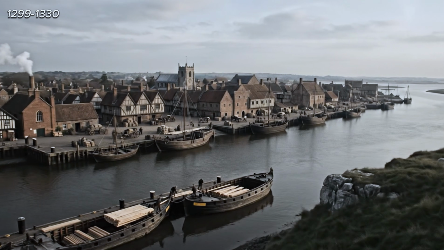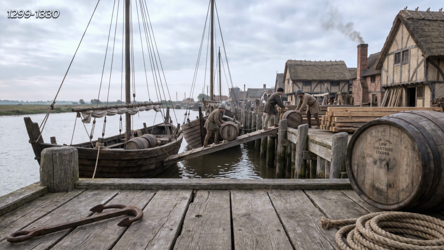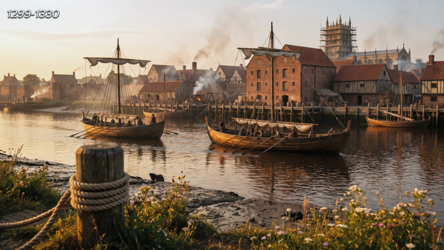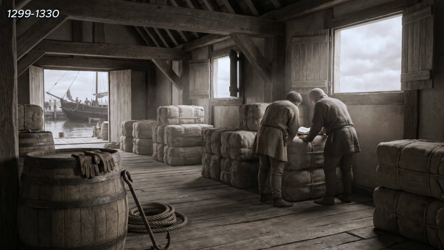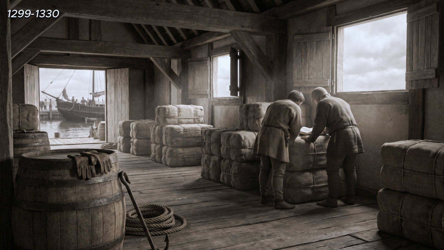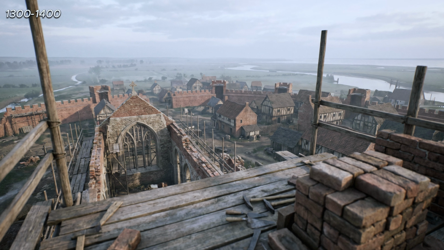Trade flourished in the wake of royal patronage. By the early 14th century, Hull's wharves received timber and wine from the Baltic, whilst exporting woolen cloth to Hanseatic League ports, establishing commercial networks that stretched from Scotland and Scandinavia to France, Spain, and Portugal. The prosperity generated by this traffic manifested in stone and brick.